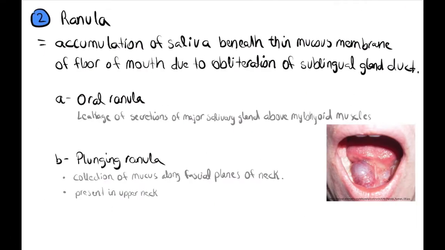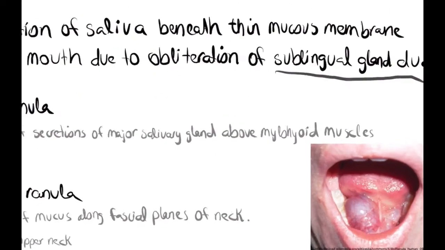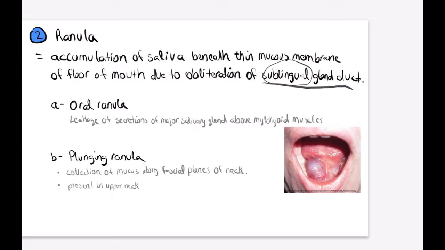Second, we have the ranula. The ranula also means accumulation of saliva, but this is beneath the thin mucous membrane of the floor of the mouth, due to obliteration of the sublingual gland duct. We here talk about the minor glands, especially the sublingual gland duct.